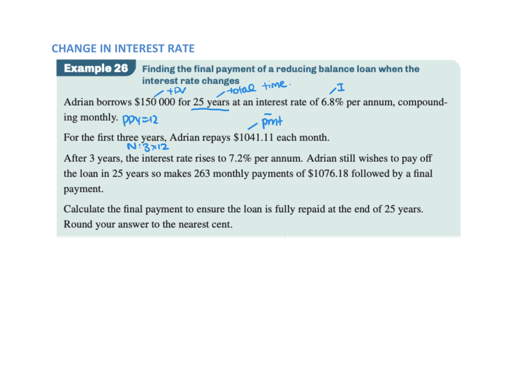After 3 years, the interest rate changes. So we get a new I, and he still wishes to pay the loan off in 25 years. Even though the interest rate went up, he still wants his loan to finish after 25 years, and so he's adjusted his payments. He's still going to be making payments, and you can see they're a little bit bigger. It says here he makes 263 payments followed by a final payment.